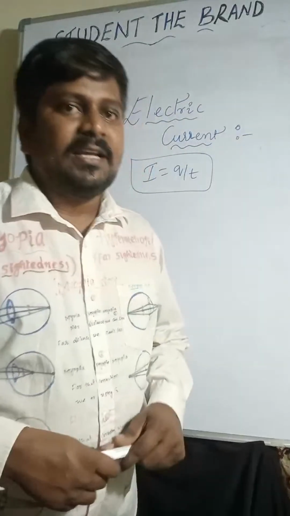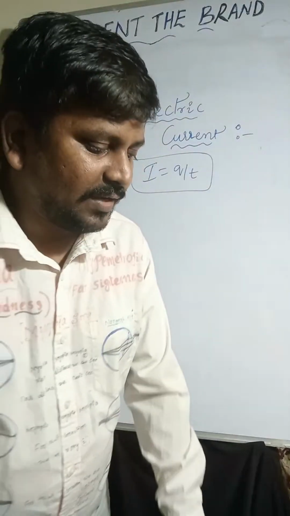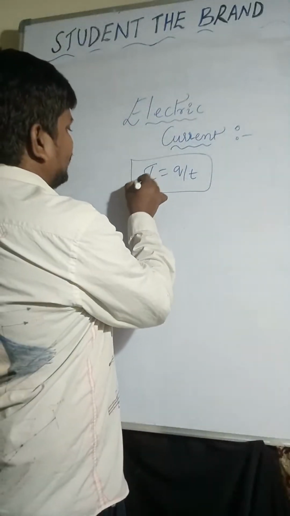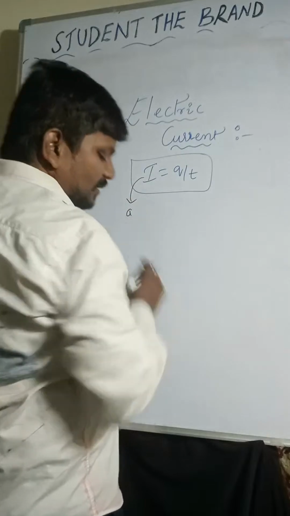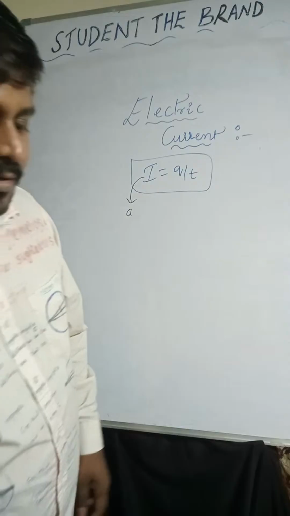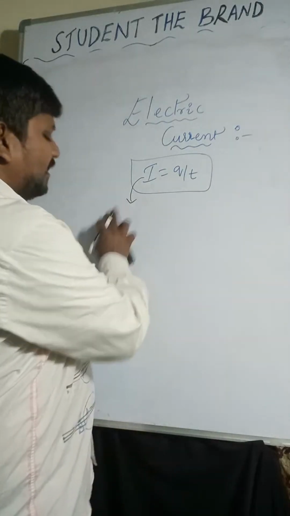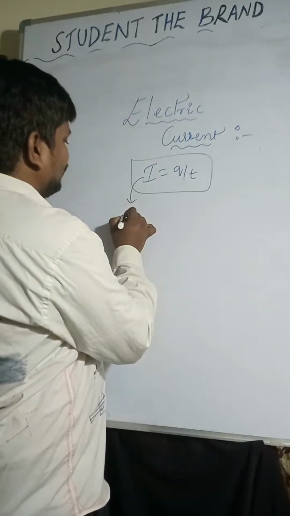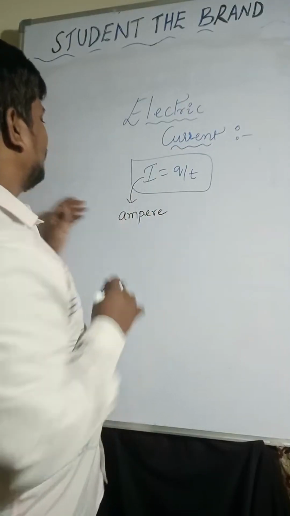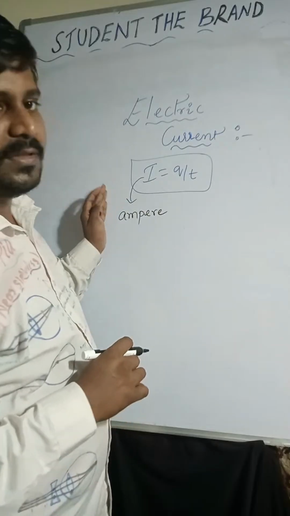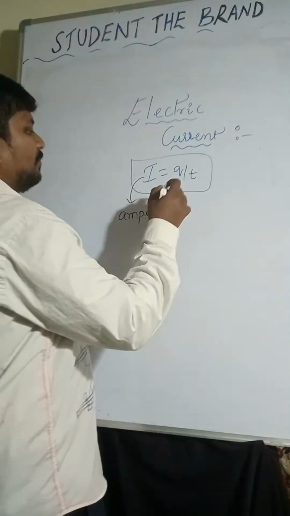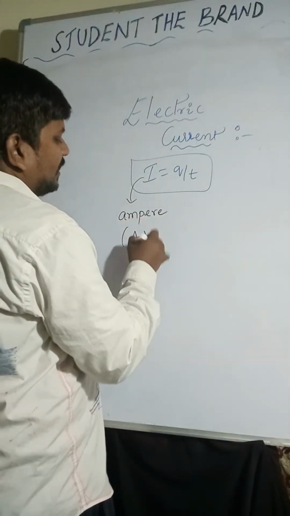The SI unit of current is ampere. The SI unit of charge is coulomb. We need to write units starting with a small letter, as you can observe I am writing. On honoring the scientist we write the unit name in small letter, but the symbol we take as capital A.